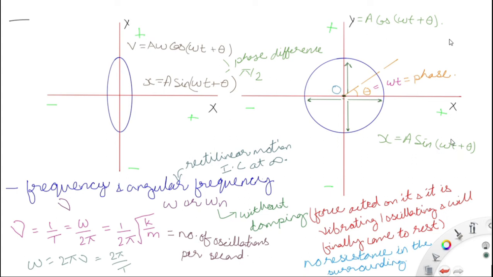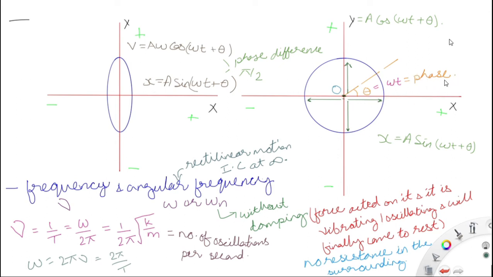Both the motions, along the x axis and along the y axis, are of simple harmonic nature, but one is along the x axis and another is along the y axis. Now the theta has been shown here, that theta is equal to omega t, shown by the phase.